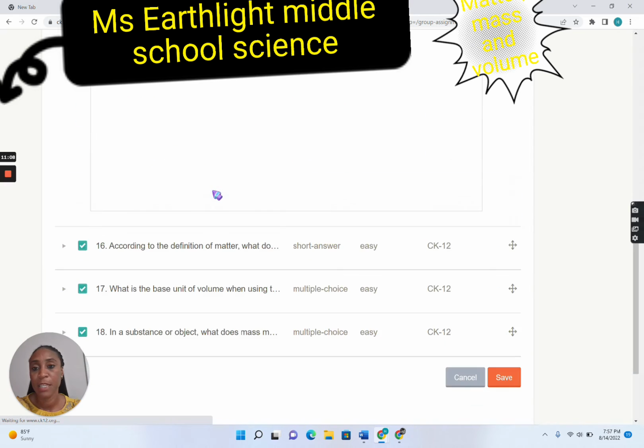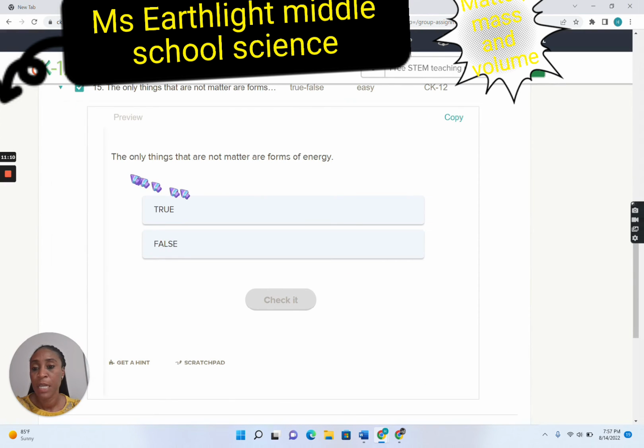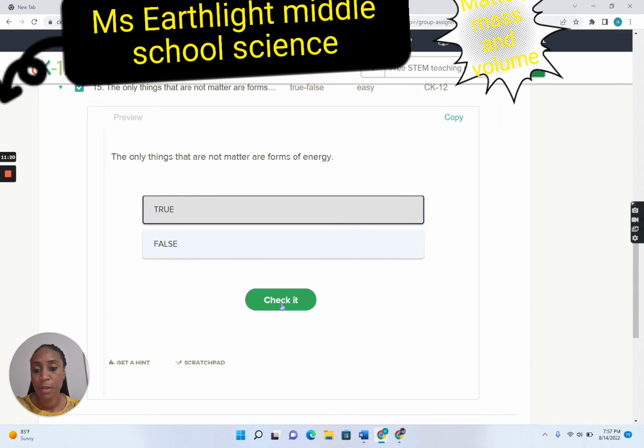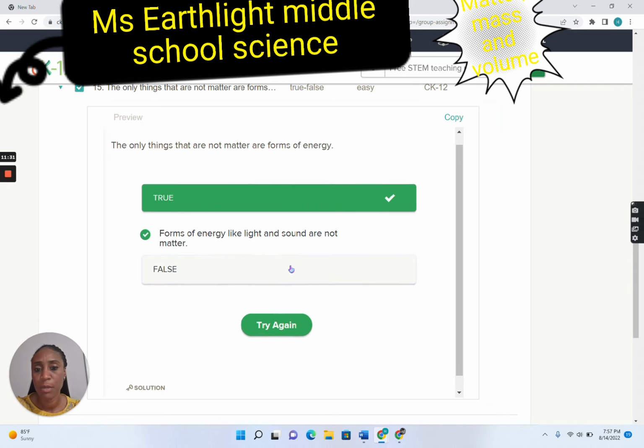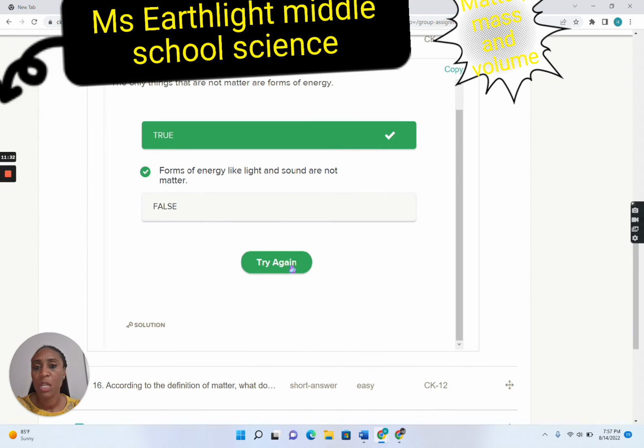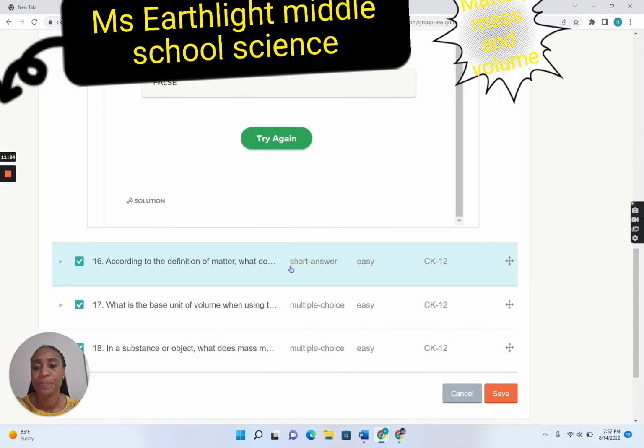Number 15. The only things that are not matter are forms of energy. Do you agree? I agree with that, because forms of energy are like light and sound, and they are not matter. They do not have mass, so we can't measure the mass of those, so they're not matter.